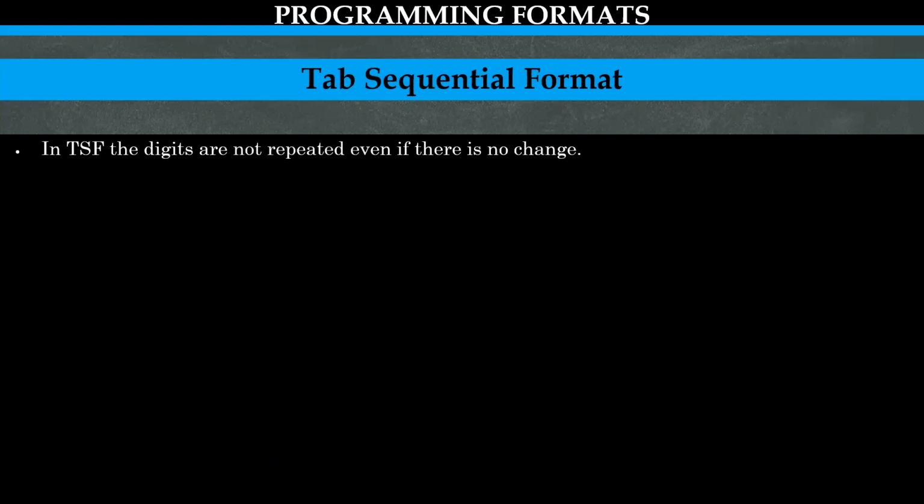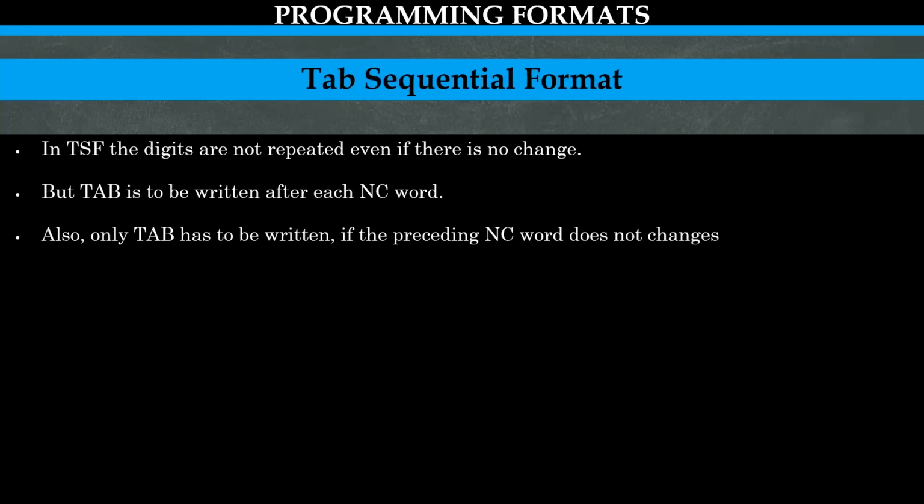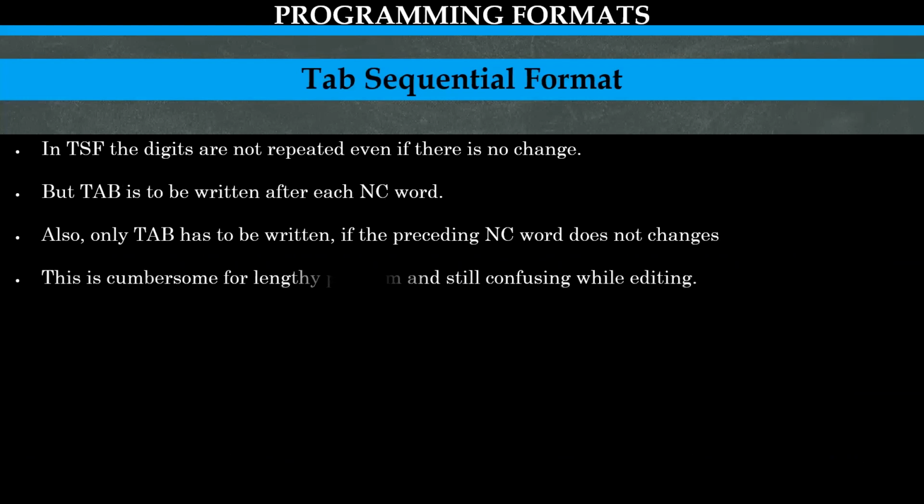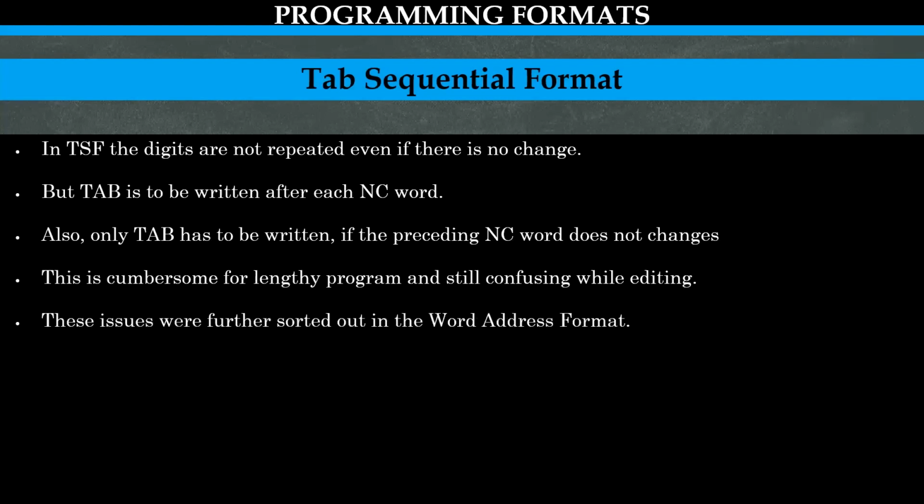So in this tab sequential format, the digits or the numbers are not repeated even if there is no change, but tab has to be written after every NC word. Also, only tab has to be written if the preceding NC word does not change. So this is cumbersome for lengthy programs and still confusing while editing. These issues are further sorted out in the word address format.